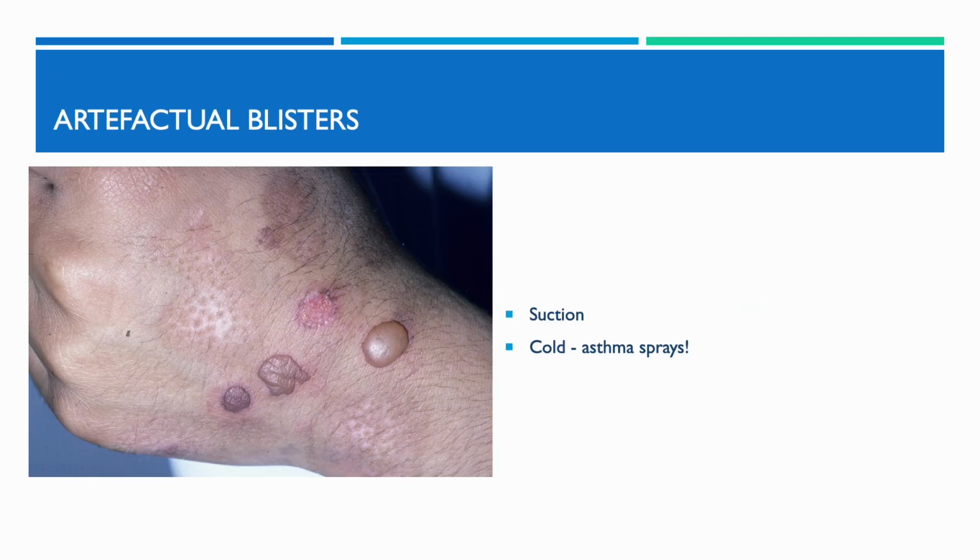We can sometimes see blisters being induced artifactually by patients, which may indicate a psychological need that should be addressed. This can be difficult to diagnose. Patients can induce blisters by suction, or perhaps more commonly by freezing the skin, for example by using an asthma spray for a prolonged period of time.